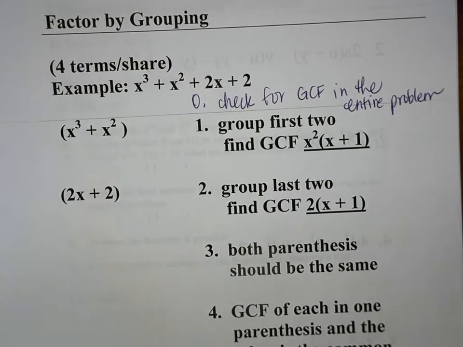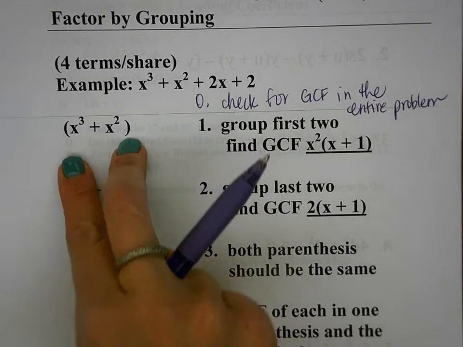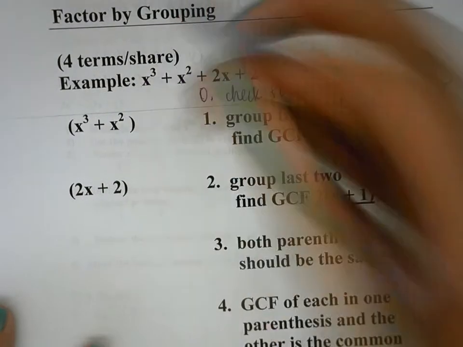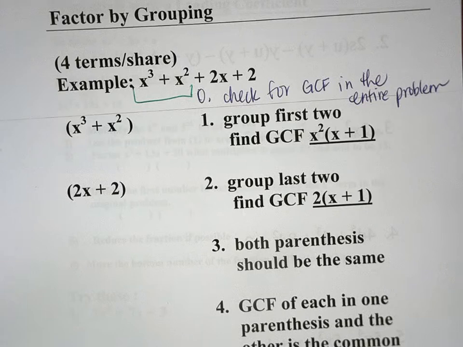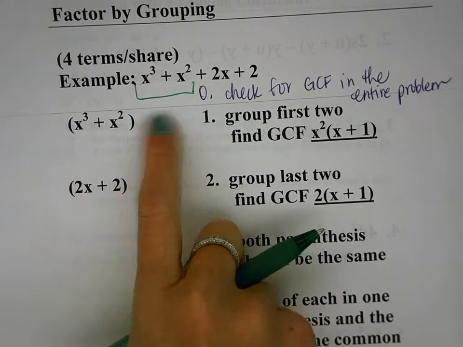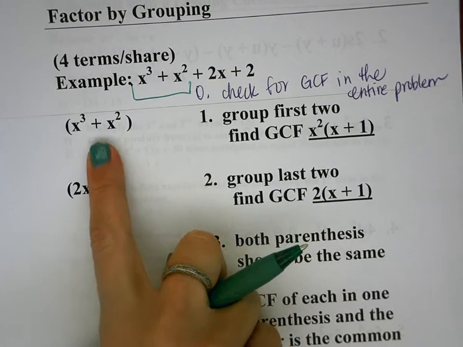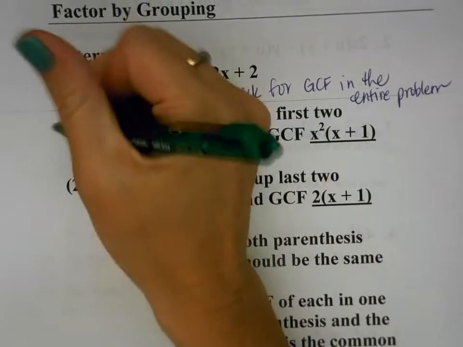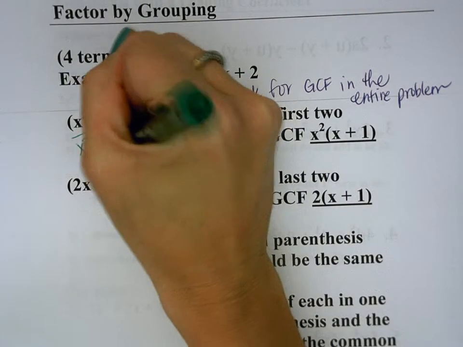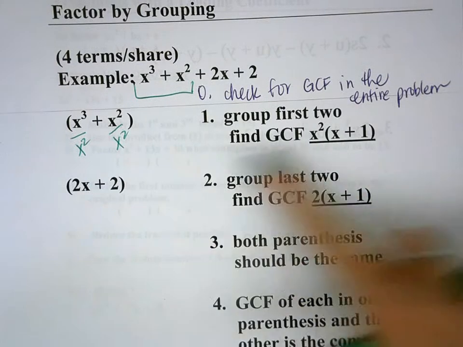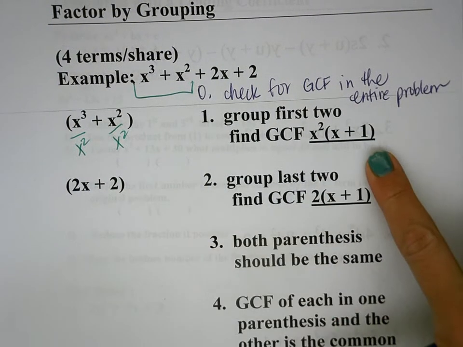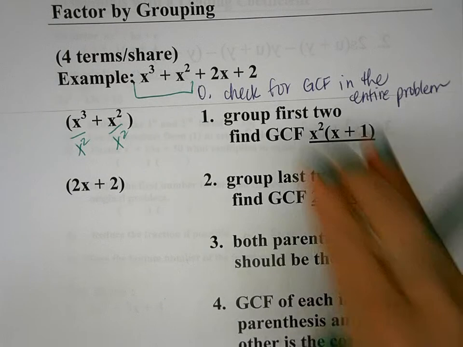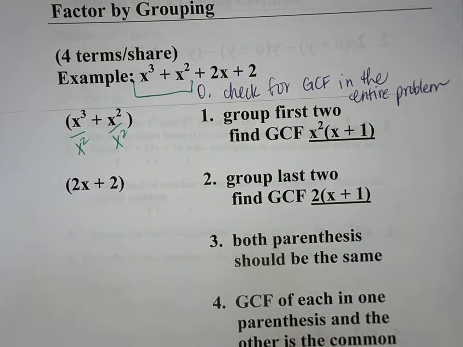if there isn't a GCF, then you go to step 1 here, which is that you group the first 2 terms. So notice here in my original problem, the first 2 terms are x cubed and x squared. You take your GCF out of your first 2 terms. In this case, the GCF is x squared. When I divide these by x squared, x cubed divided by x squared makes x, and x squared divided by x squared makes a 1. Then you go to the last 2 terms.